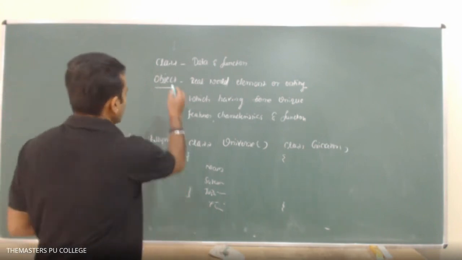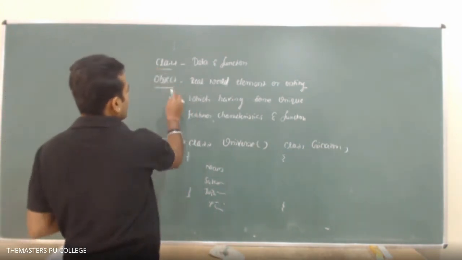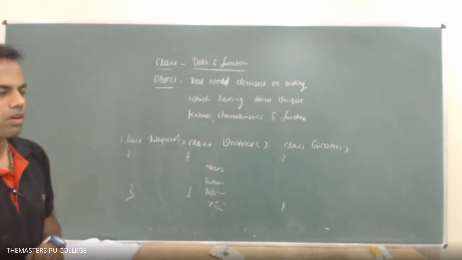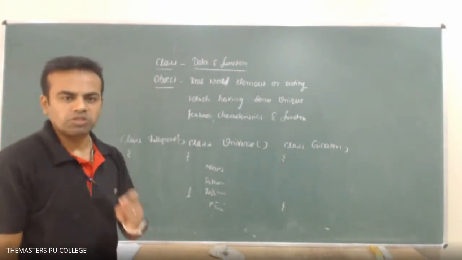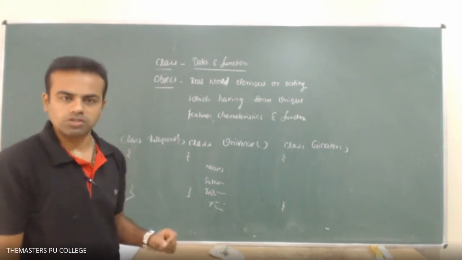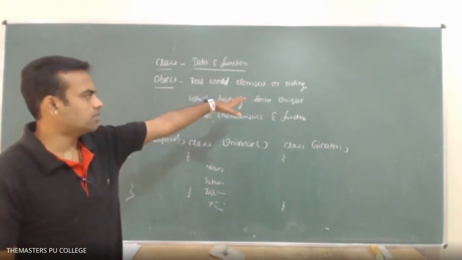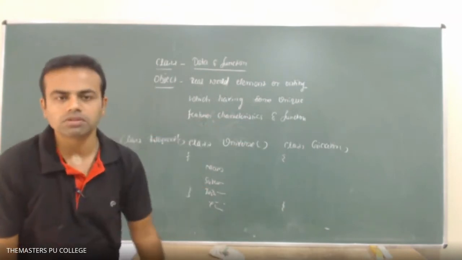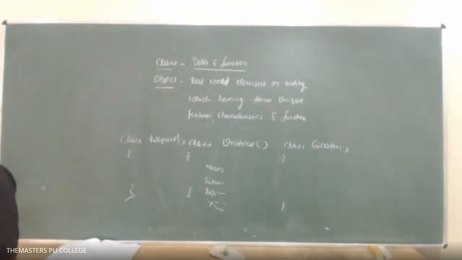So the class combines the objects, which have data and functions. We call this an object-oriented programming language. An object is a real-world element or entity, having some unique features, characteristics, and functions. Is that clear?